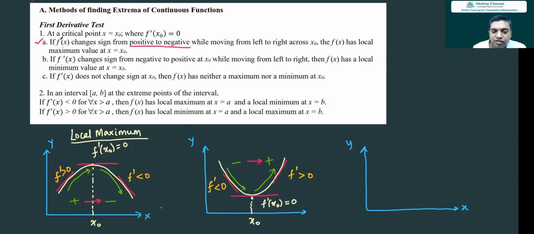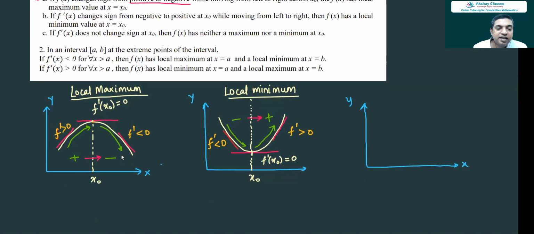When we move across x equal to x naught, the first derivative value is changing from negative to positive. And at x naught, the first derivative value is 0. Then this is the point of local minimum. What is the point of local minimum? X naught. So x equal to x naught is the point of local minimum here.